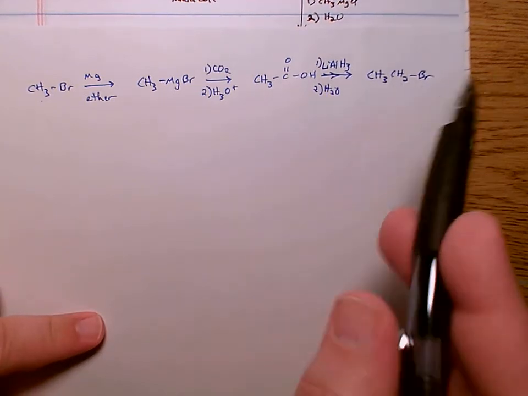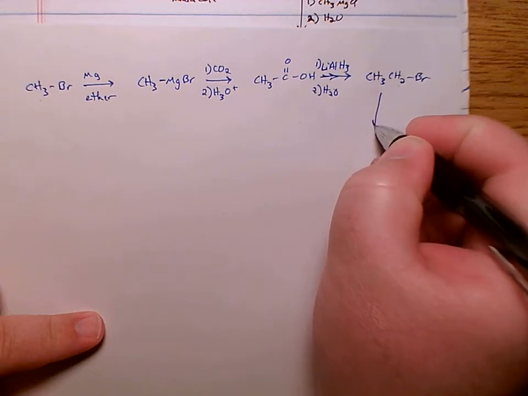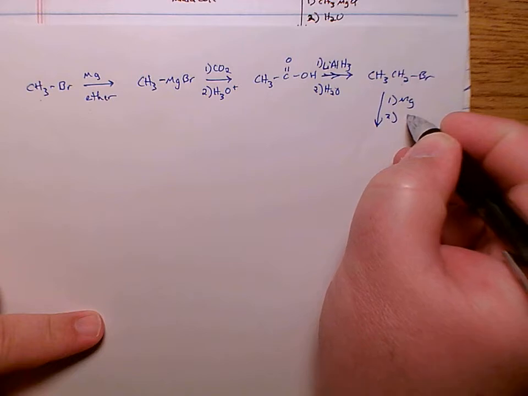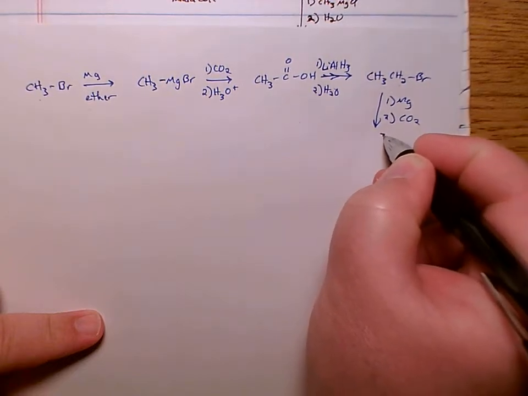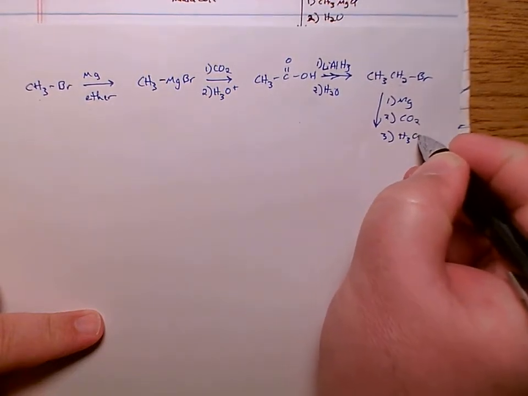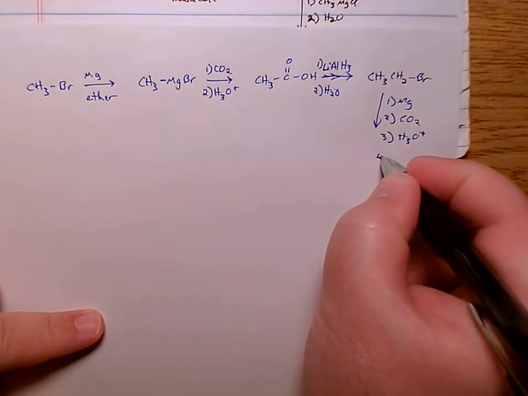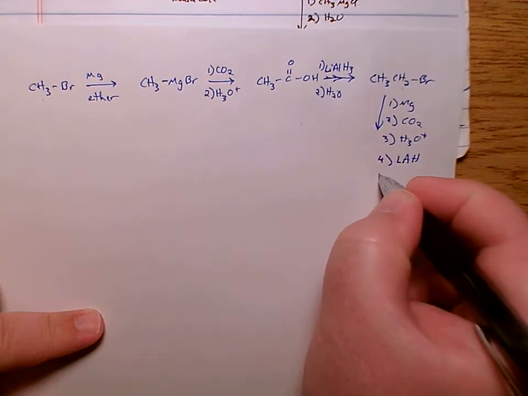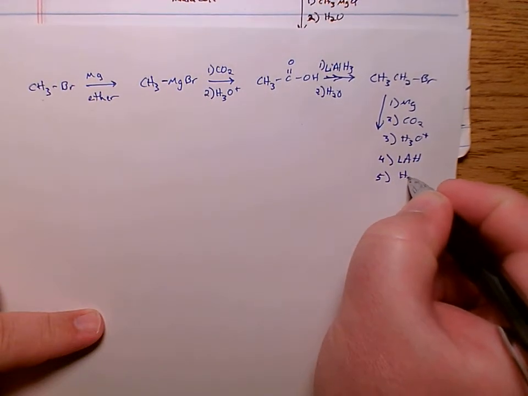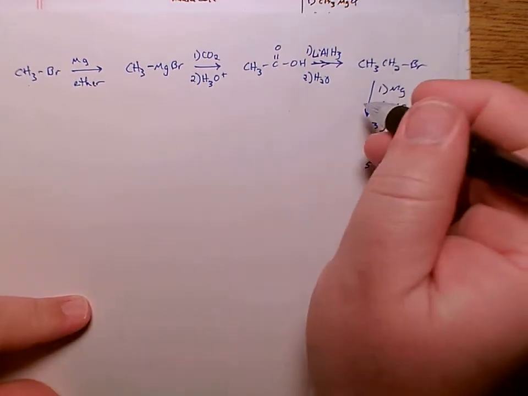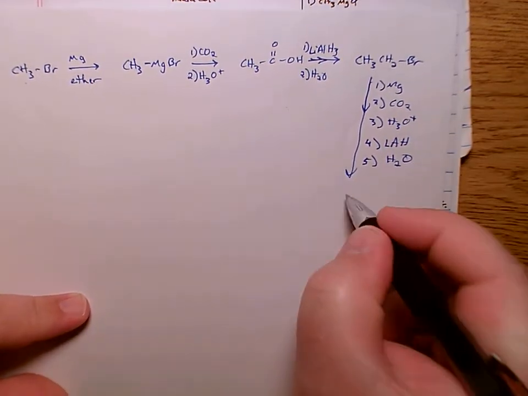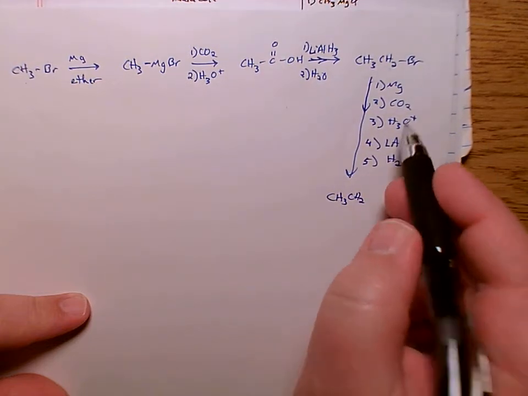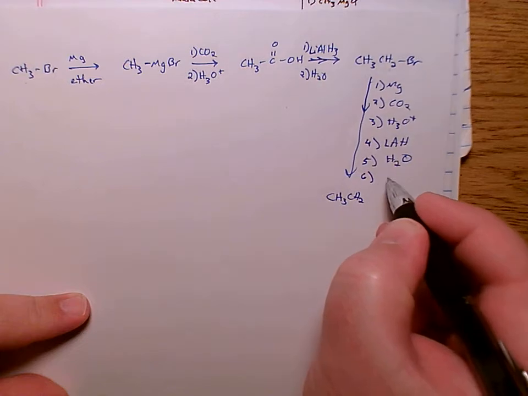So heck, couldn't we just, with this one, throw in some magnesium, add CO2, add some acid, add some lithium aluminum hydride, LAH, add some water. What would we have if we did all of this? I hope you can see. We would put another CH2. This is our alcohol.